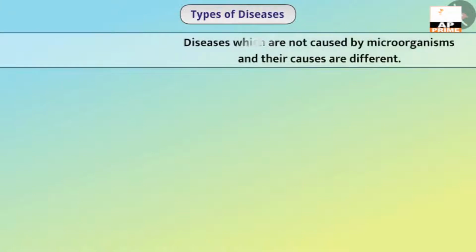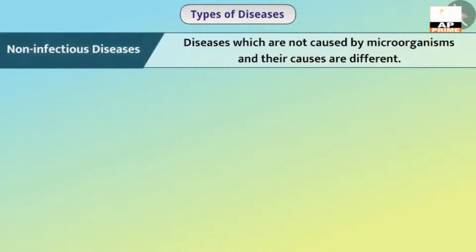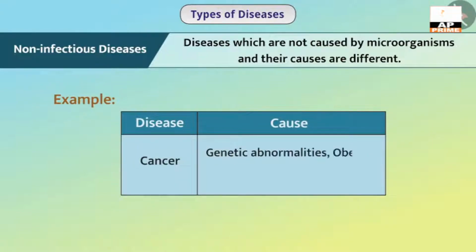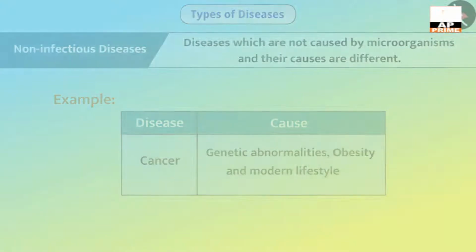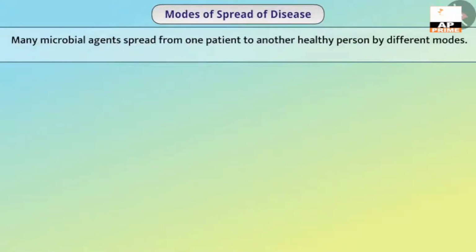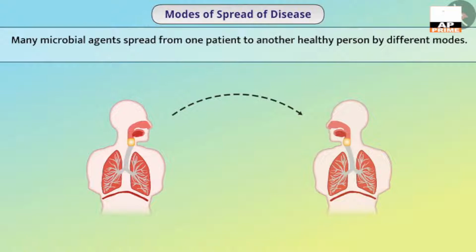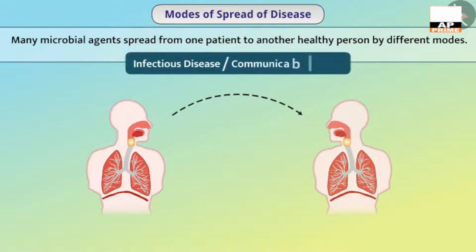Diseases which are not caused by microorganisms, and whose causes are different, are called non-infectious diseases. These diseases do not spread in the community. For example, cancer is caused due to genetic abnormalities, obesity, and modern lifestyle. Now, let us understand the modes of spread of disease in detail. Many microbial agents spread from one patient to another healthy person by different modes. Therefore, infectious diseases are also called communicable diseases.